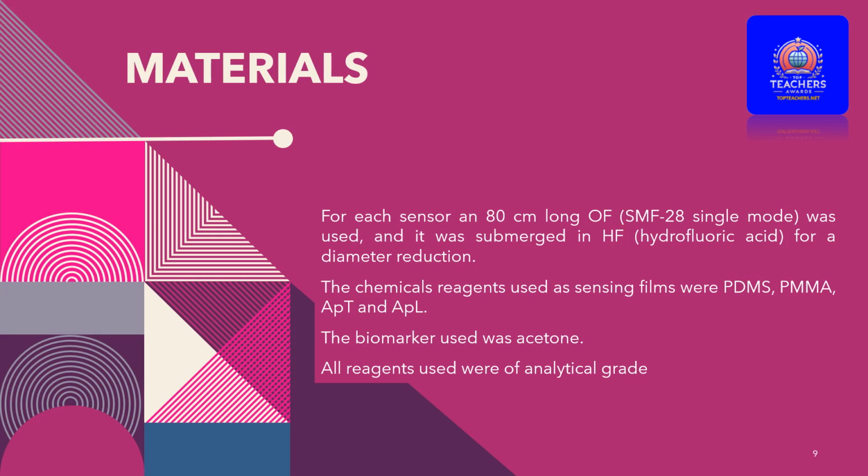For each sensor, an 18 centimeters long optical fiber was used and it was submerged in hydrofluoric acid for a diameter reduction. The chemical reagents used as sensing films were PDMS, PMMA, APT, and APL. And finally, the biomarker used was acetone. All reagents used were of analytical grade.